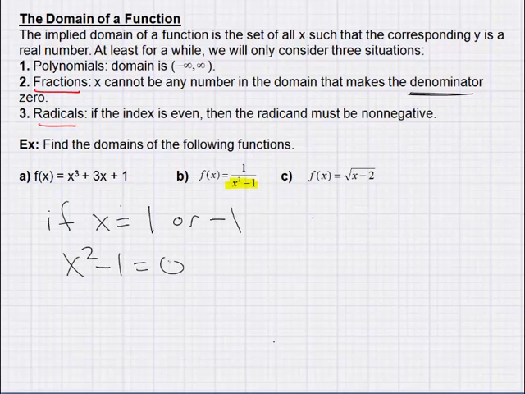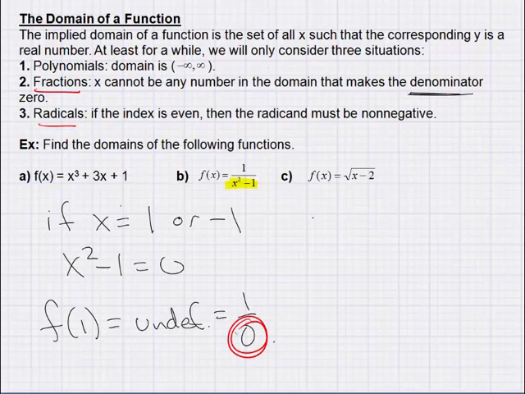So the idea is, if I tried to find f of 1 or f of negative 1, I would get an undefined answer, which means I don't have an answer because I get 0 in the denominator. I would get 1 over 0. You cannot do 1 over 0. This cannot happen. So since 0 can't be in the denominator, and when I plug 1 in, I do get 0 in the denominator here, 1 cannot be in my domain.